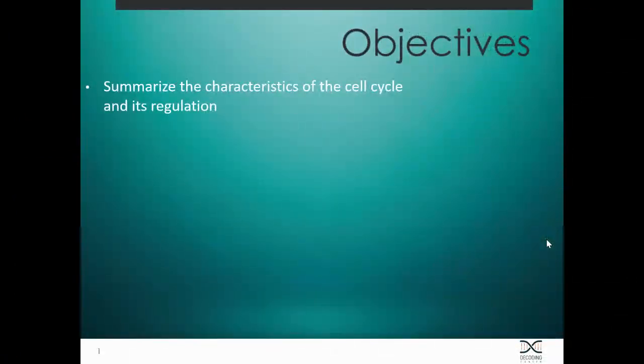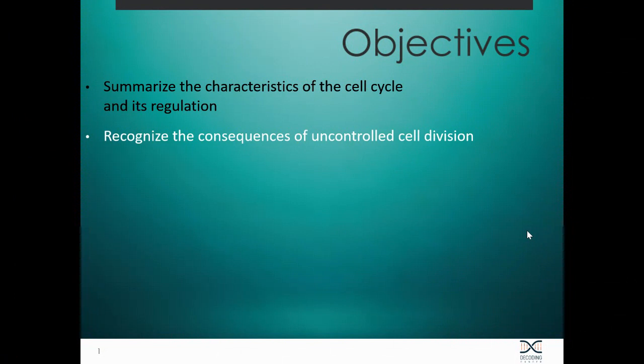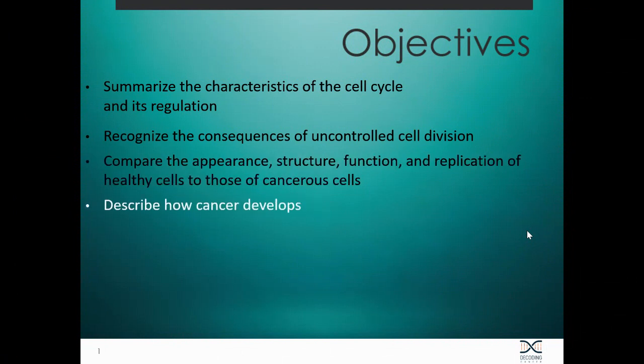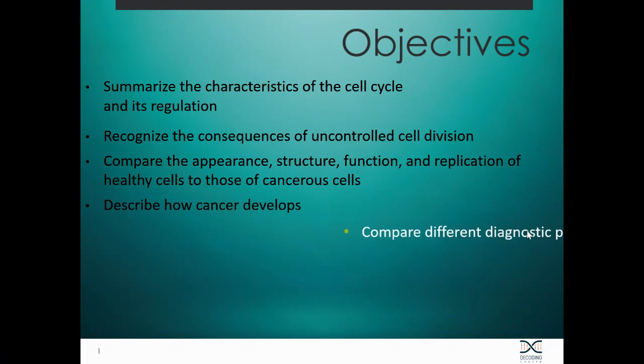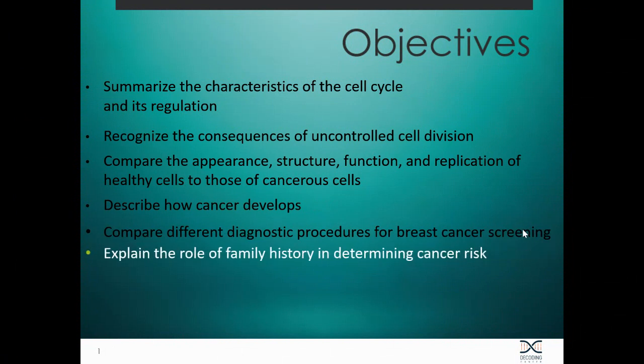The objectives for this week are to summarize the characteristics of the cell cycle and its regulation, recognize the consequences of uncontrolled cell division, compare the appearance, structure, function, and replication of healthy cells to those that are cancerous, describe how cancer develops, and compare different diagnostic procedures for breast cancer screening. Explain the role of family history in determining cancer risk.